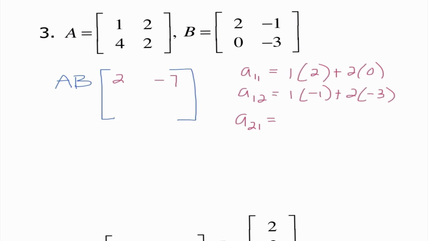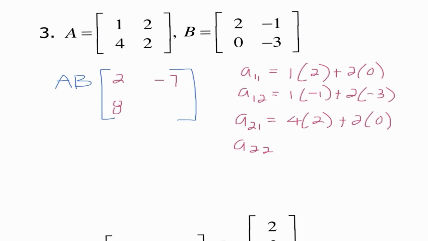A sub 2, 1 means row 2, column 1. Okay, so it's row 2, column 1, this bottom left-hand corner. So I'm doing 4 times 2 plus 2 times 0, which is 8.